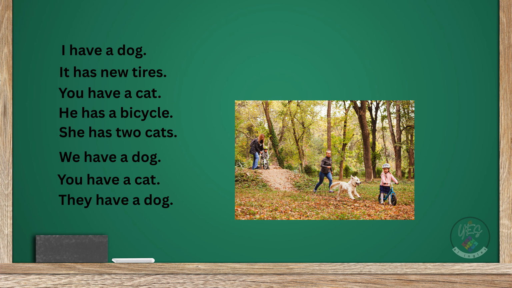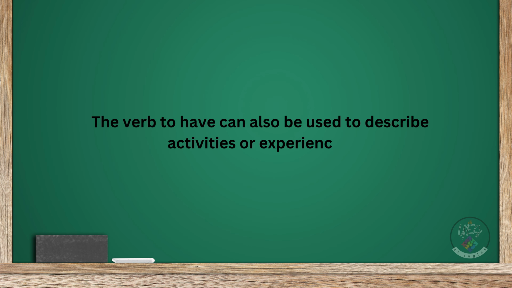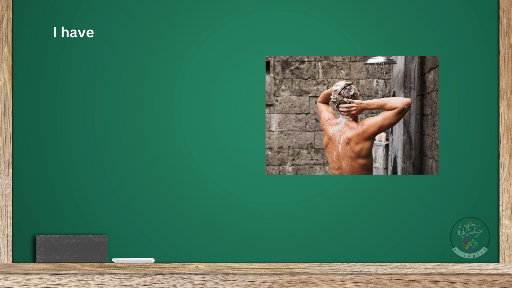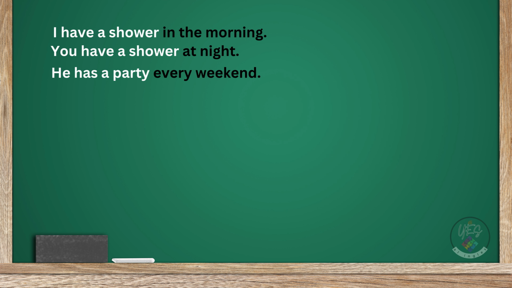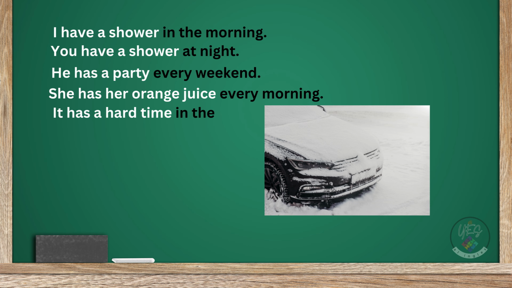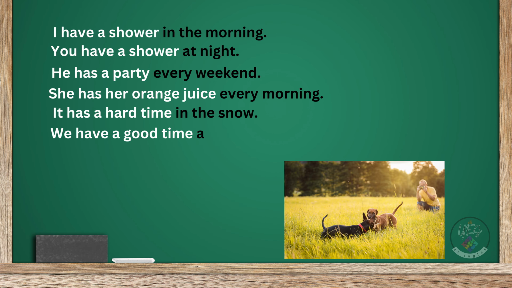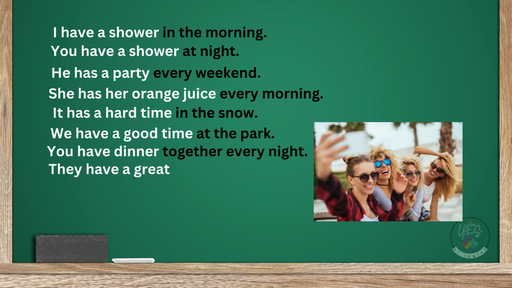Good. Let's continue. The verb to have can also be used to describe activities or experiences. Let's see some examples. I have a shower in the morning. You have a shower at night. He has a party every weekend. She has her orange juice every morning. It has a hard time in the snow. We have a good time at the park. You have dinner together every night. They have a great time on vacation. Okay, good. Let's keep going.